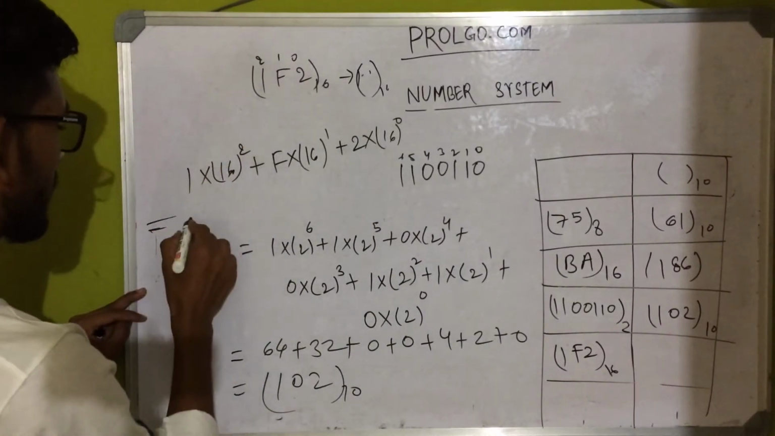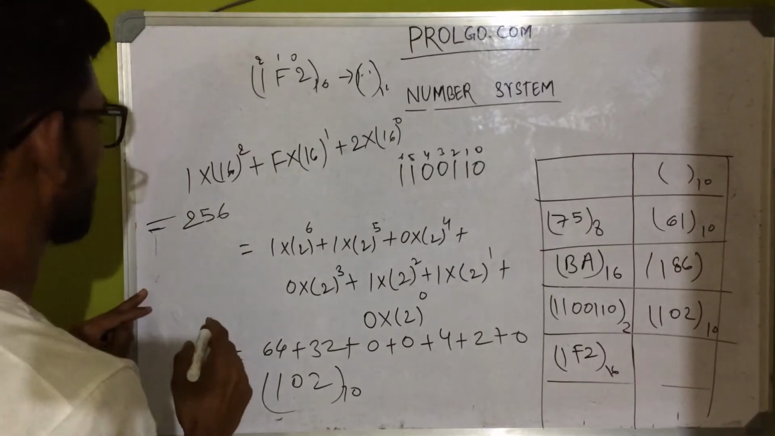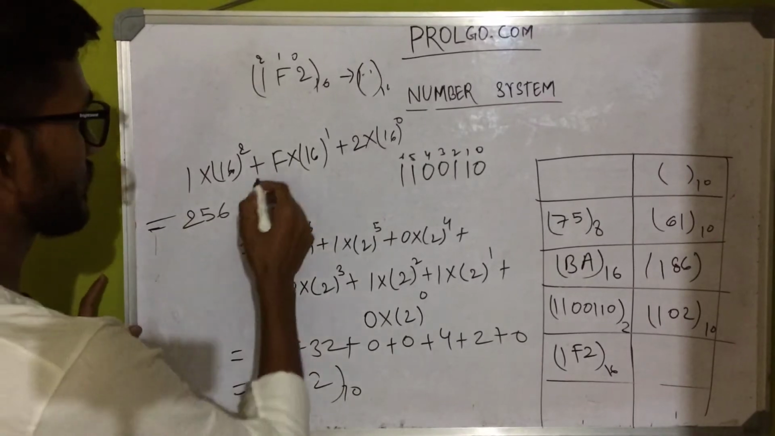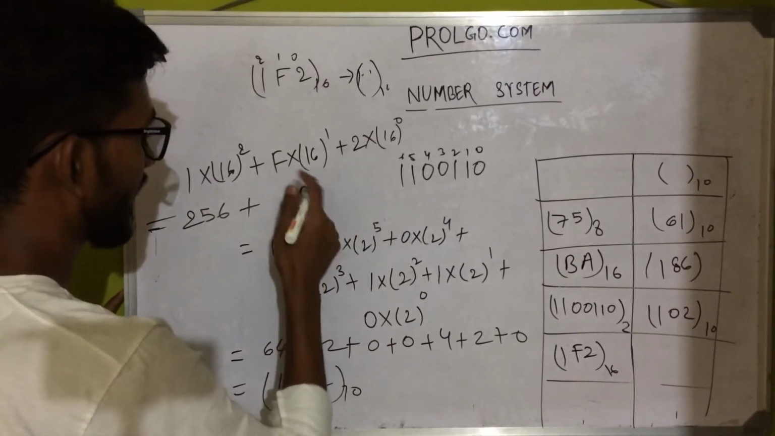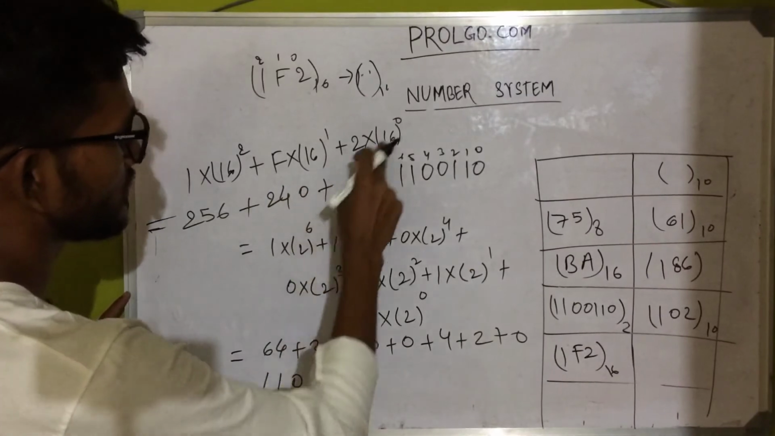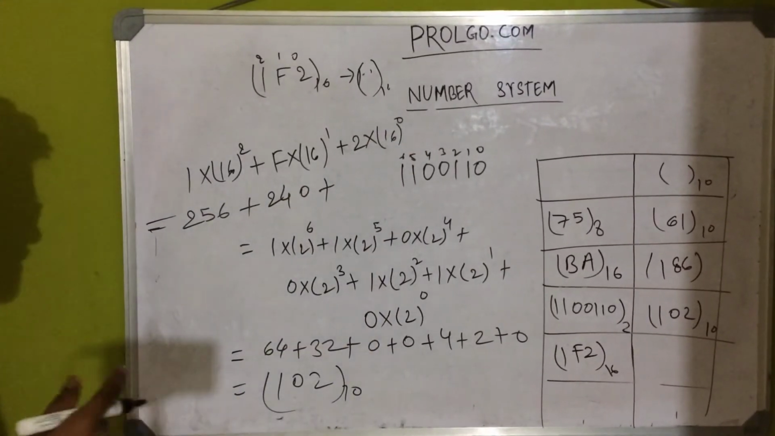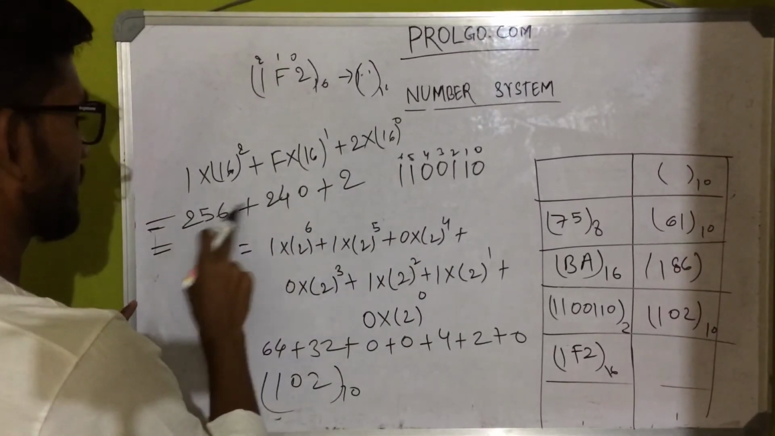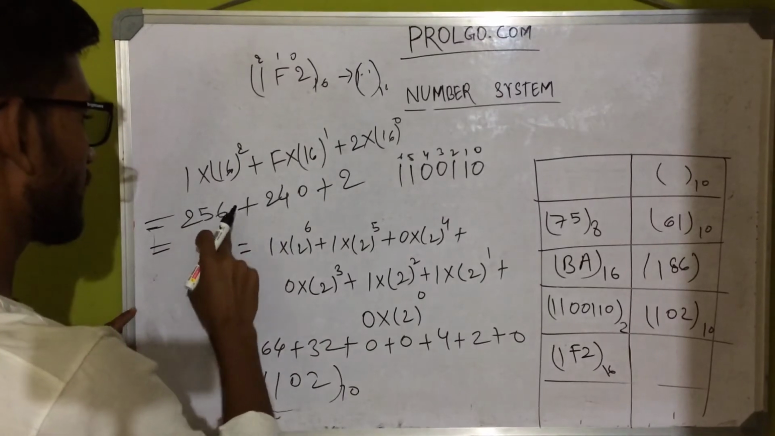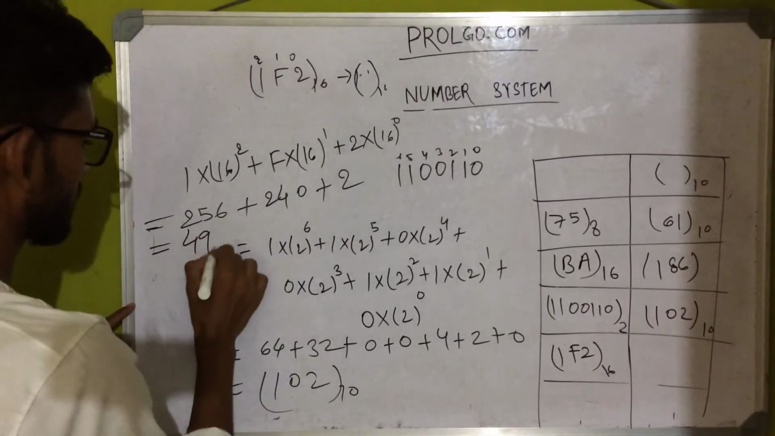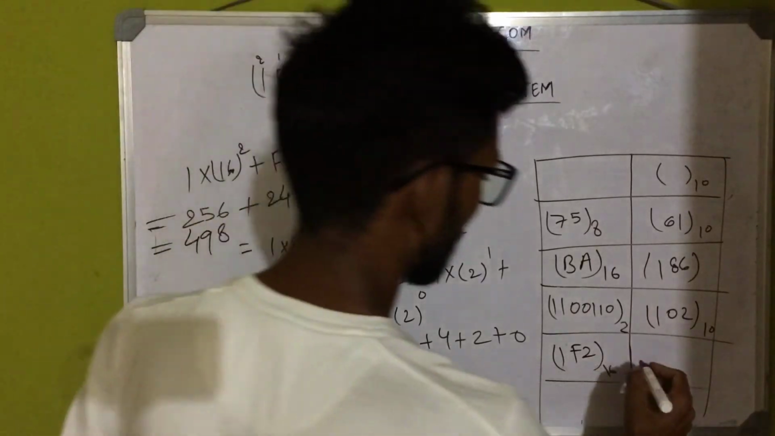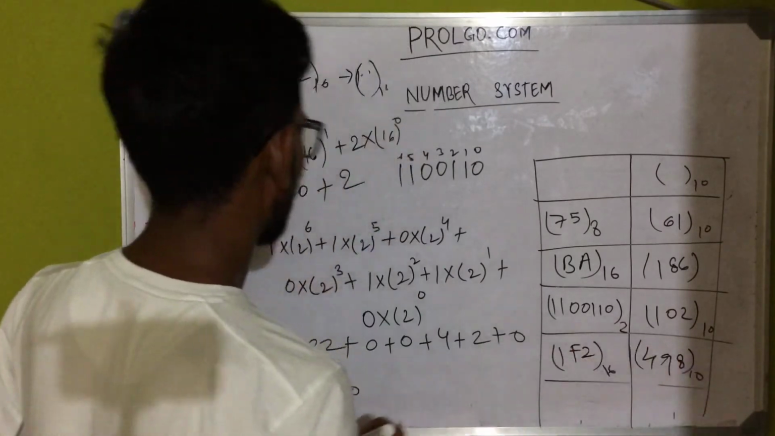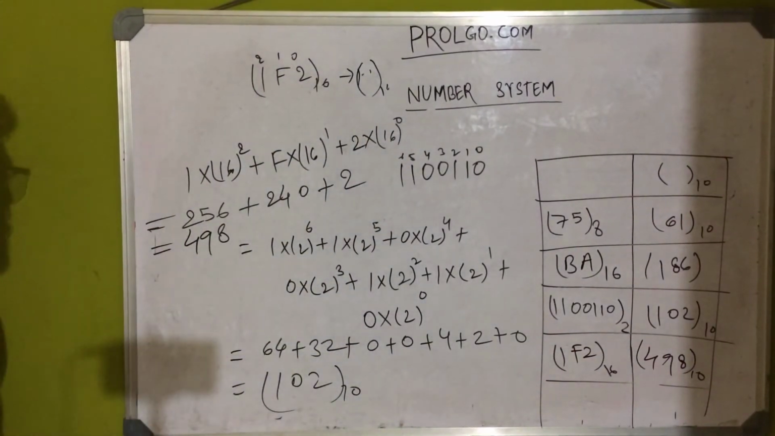16 squared is 256, if I'm not wrong. Then 16 into 15 is 240, plus 16 to the power 0, which is 1, into 2 will be 2, and that would be 256, means 400, 450, 490, 498. The calculation might be wrong, so don't blame me, that's what I wanted to say. So this will be 10. We'll just verify whether our calculation was correct or not.